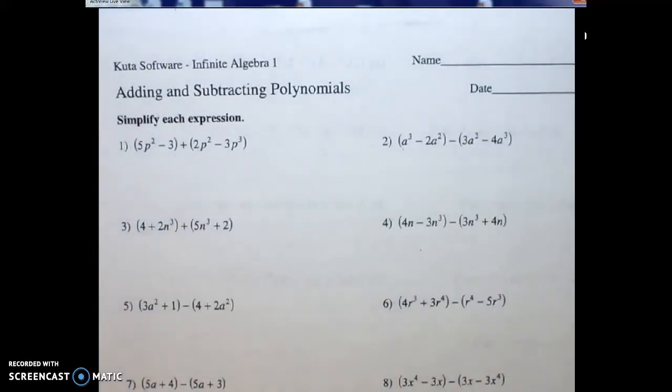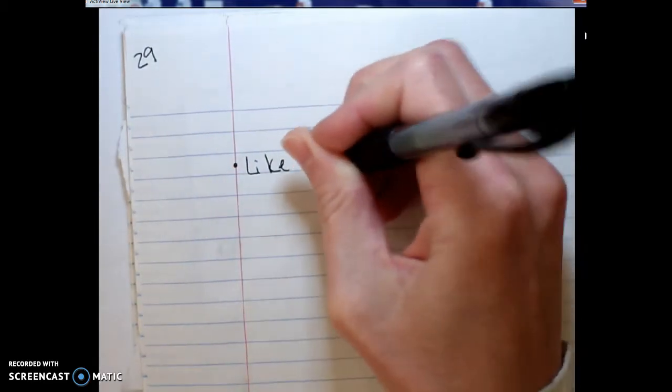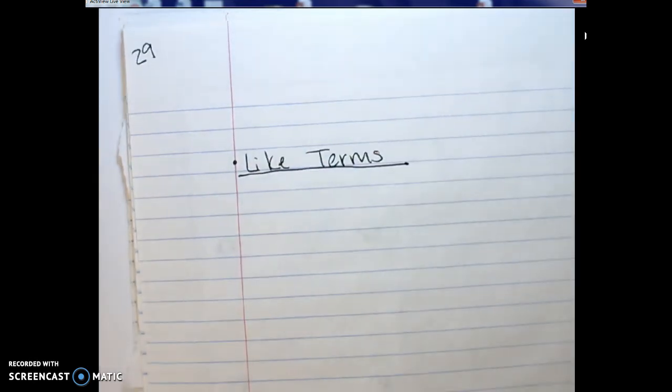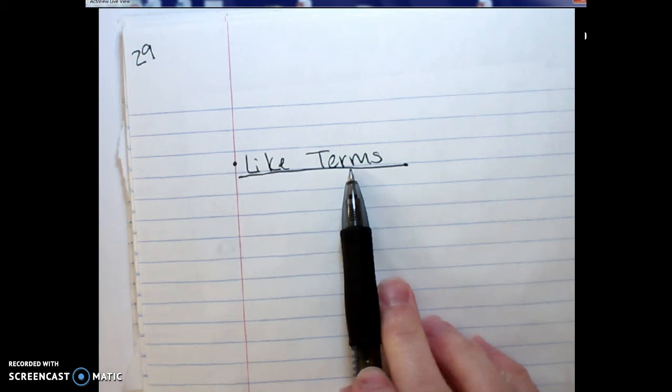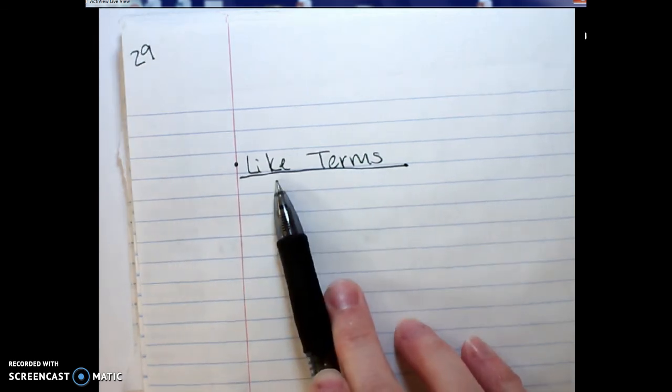Okay, so looking at adding and subtracting polynomials, again, really this is all about just combining like terms. So before we get going, I want to just refresh your memory as to what like terms are. Does anybody know the meaning of like terms? It's kind of self-explanatory. Terms is just another way of saying an item. So these are items that are alike, that are the same or similar.